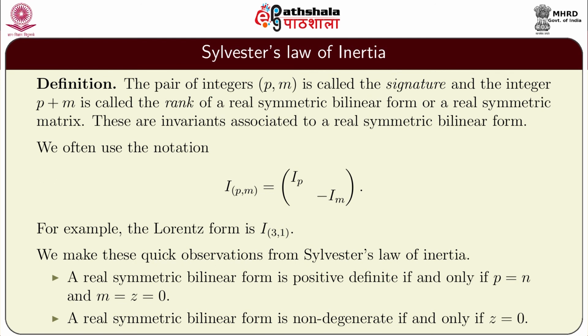Now, let us make a couple of quick observations from Sylvester's law of inertia. One is that a real symmetric bilinear form is positive definite if and only if p is equal to n and m equal to z is equal to 0. And a real symmetric bilinear form is non-degenerate if and only if z is equal to 0.